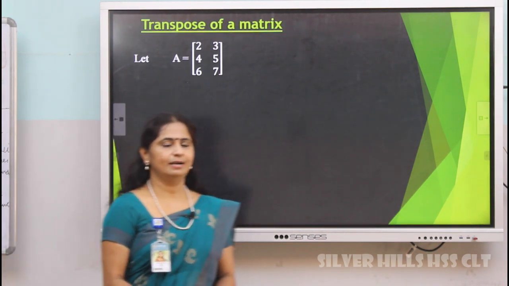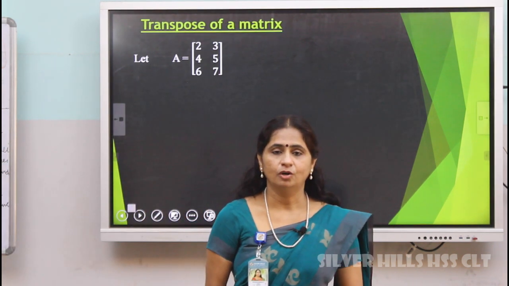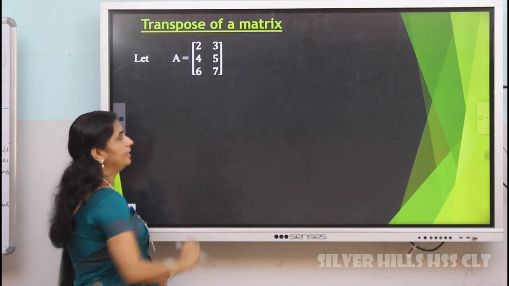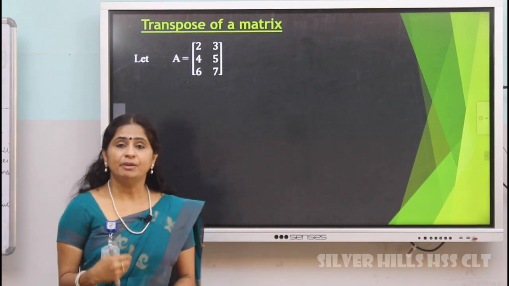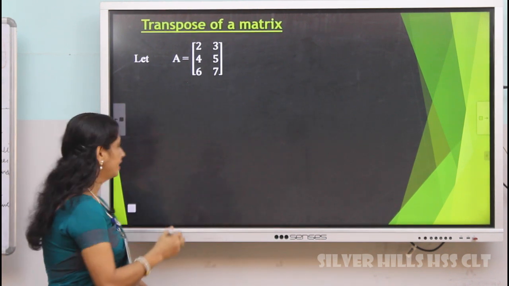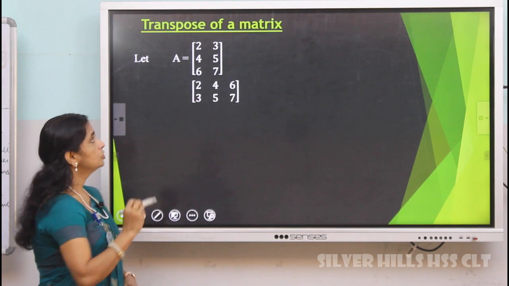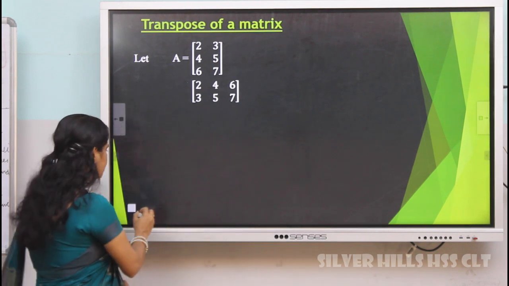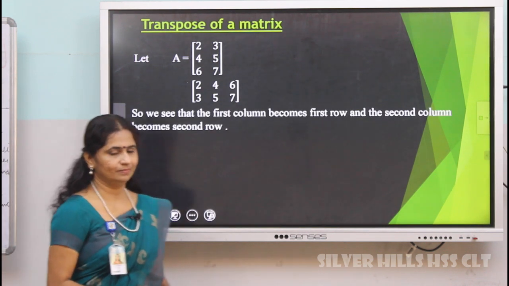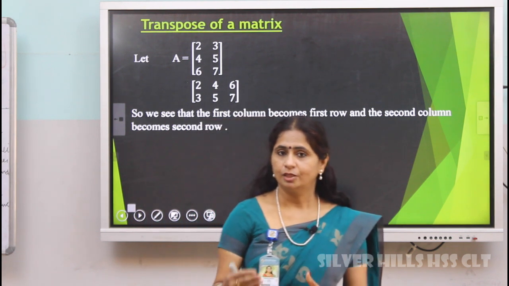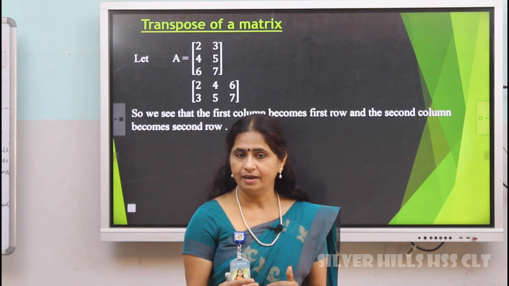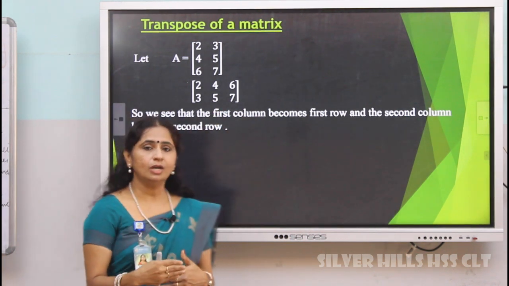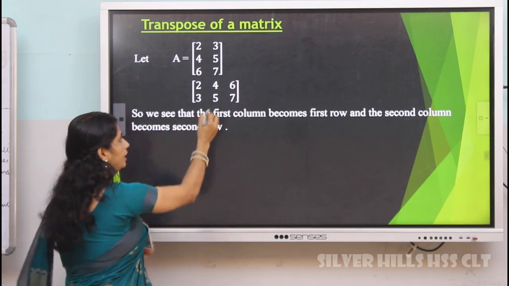First, let me take an example, matrix A of order 3 by 2: 2, 3, 4, 5, 6, 7. Let me rearrange this matrix and write it as 2, 4, 6, 3, 5, 7. What are the changes seen in this new matrix? We can see that the first column of the matrix A has now become the first row of this matrix, and the second column of matrix A has become the second row.